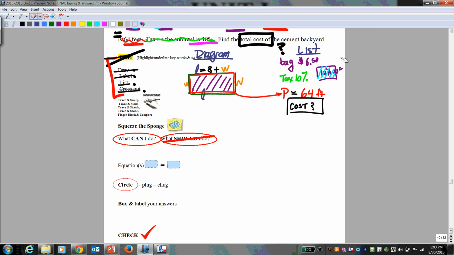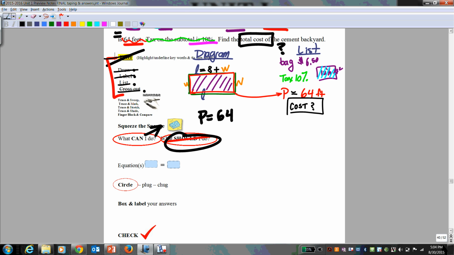Okay, our goal is to figure out cost. Now, a lot of you, your brain's overwhelmed right now. You're like, I don't know where to start. So, instead of asking yourself, what should you do? How should you start this problem? Just ask yourself, well, what kind of information do you have? Let's look at what we actually have. We have the perimeter, so why don't we at least write that out? I know my perimeter is 64 feet.